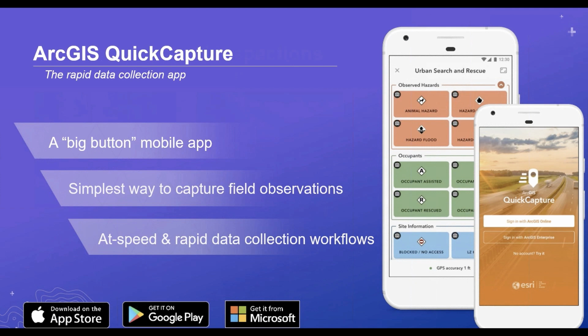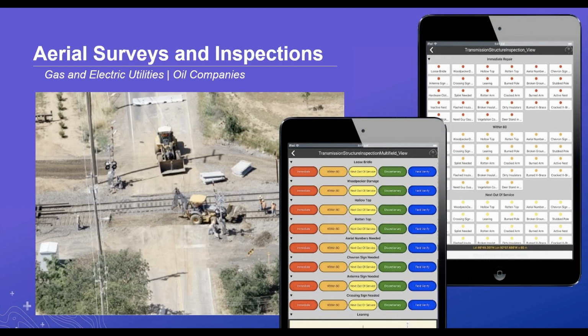So just a couple of examples from other industries. We've seen a lot of utility companies as well as gas companies using Quick Capture to do aerial surveys and inspections of transmission lines or pipelines, other linear features. And these forms can get as complicated as these two on the right-hand side here, where there's lots of different assets, lots of different pieces that are being inspected, and lots of different issues that are being logged just through the touch of a button.